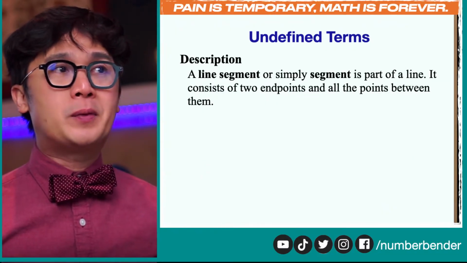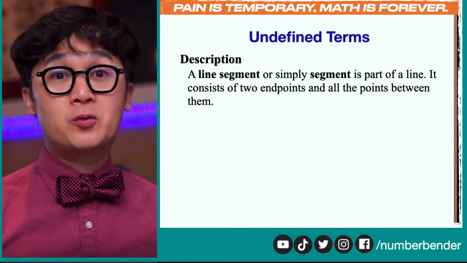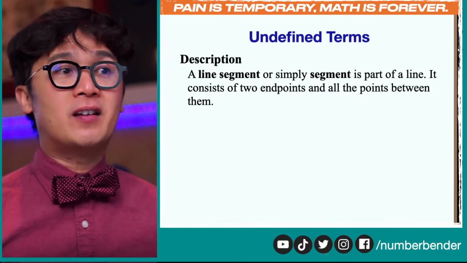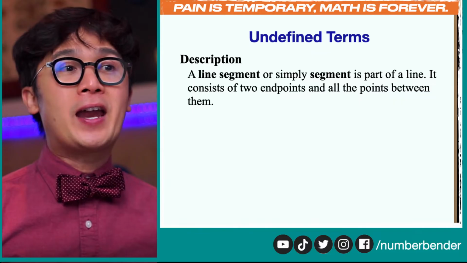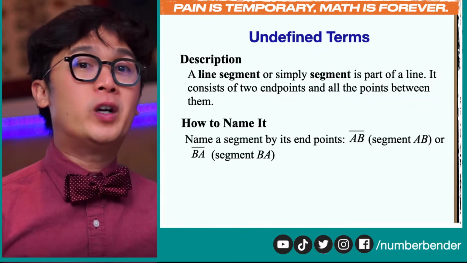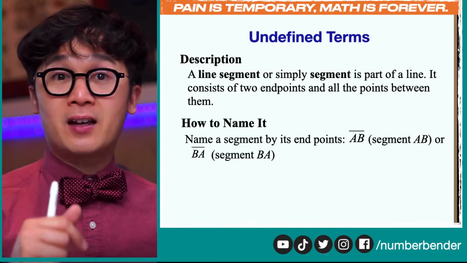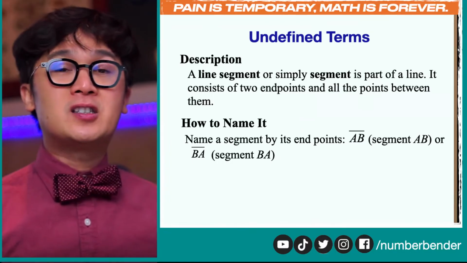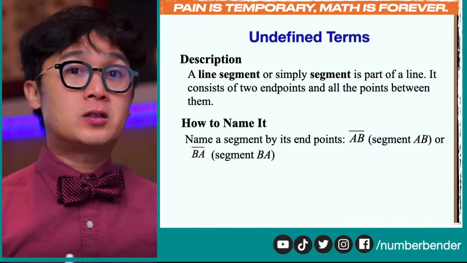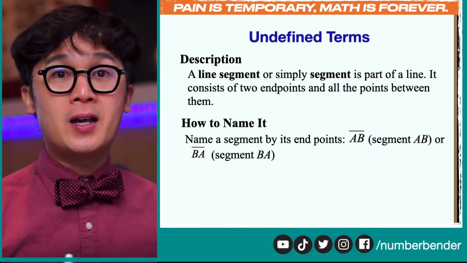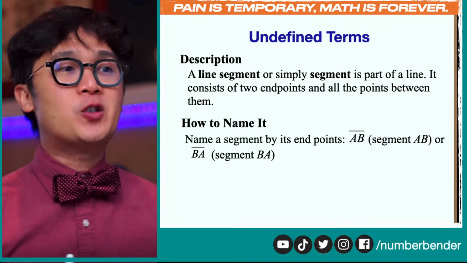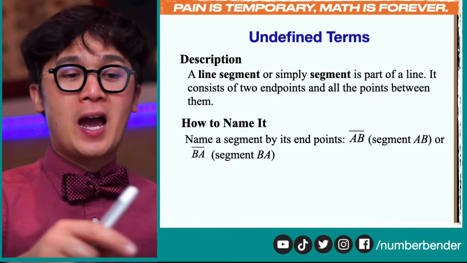Another undefined term that we're going to be using is line segment. And what's the difference between a line and a line segment? A line segment, or simply segment, is part of a line. So it consists of two endpoints and all the points between them. So how do we name line segment this time? We're naming it using two letters, just like a line, but in this case, notice that there's no more arrows on top of our line because this is how we denote or how we use symbols in geometry, so we know that we are seeing a line segment and not a line. So this is line segment AB or line segment BA.